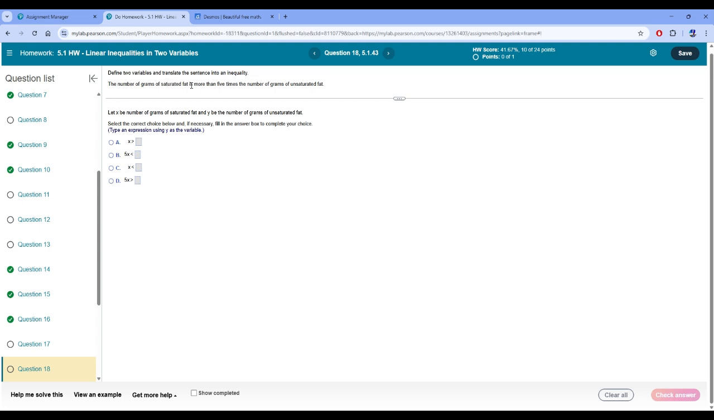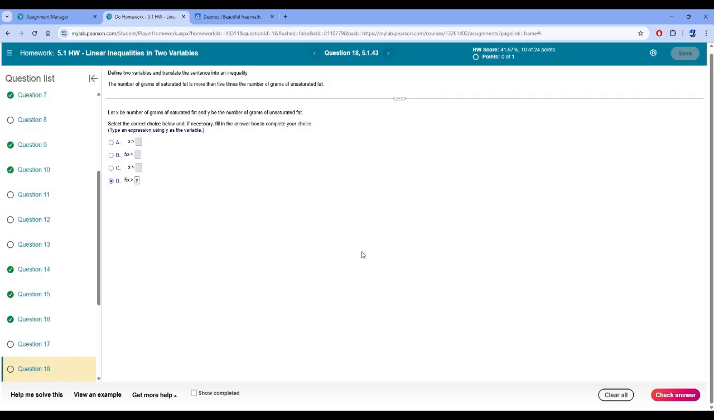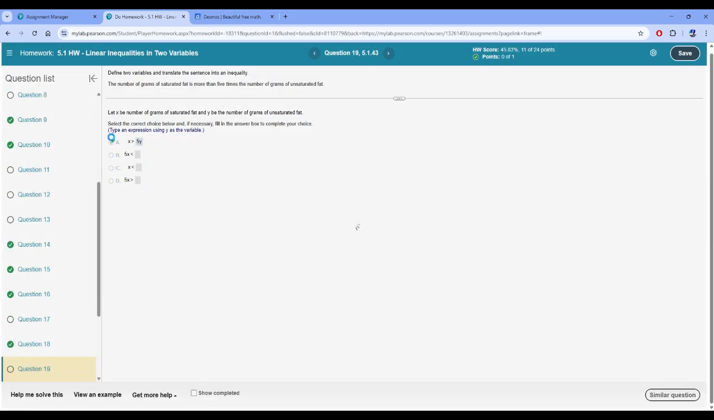Number of grams of saturated fat is more than 5 times the number of grams of unsaturated fat. I think it's this one. No. 5x is greater than y. x is greater than 5y. x is greater than 5y. There we go. My bad.